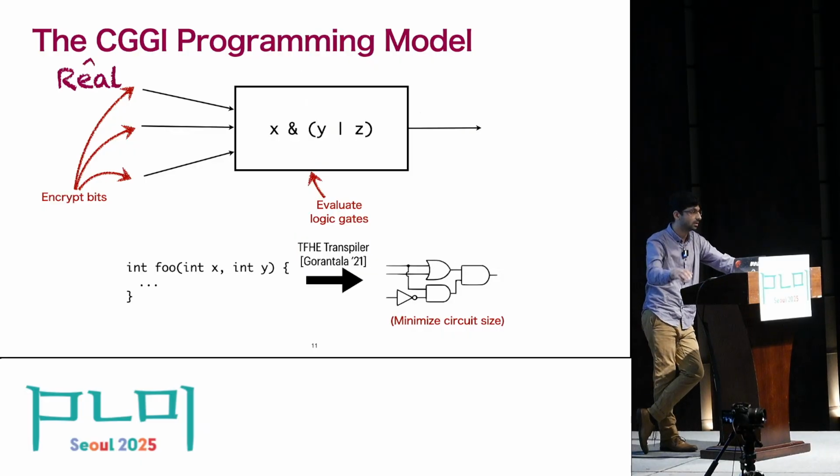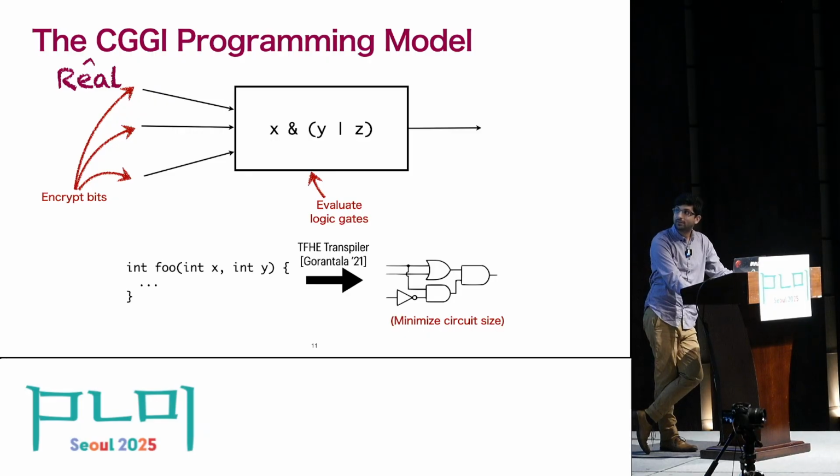abstraction that I presented to you is kind of a lie, right? I mean, this is an abstraction over what's actually going on under the hood, but it turns out that if we peel back this layer and look at what's actually happening in the scheme, we can do a lot better. So now let me tell you about the real CGGI programming model.